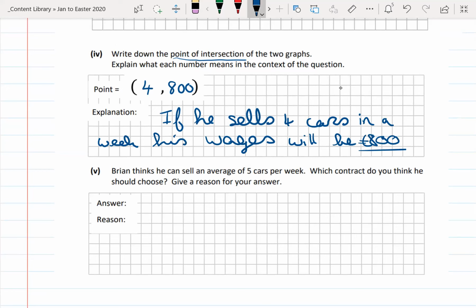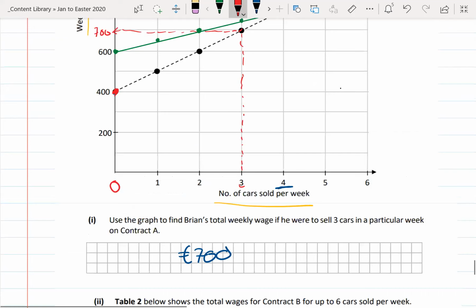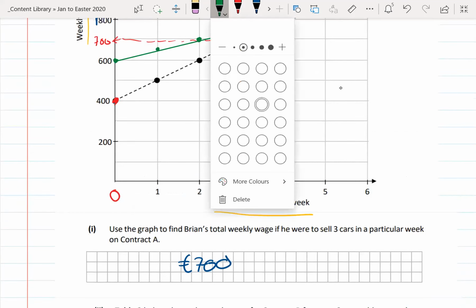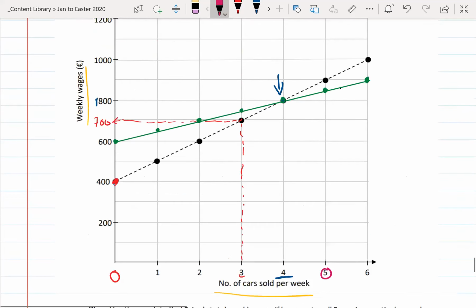Okay. Brian thinks he can sell an average of 5 cars per week. Which contract do you think he should choose? So if he thinks he can sell 5, let's have a look and see which contract would be best for him. Contract B is the green line.